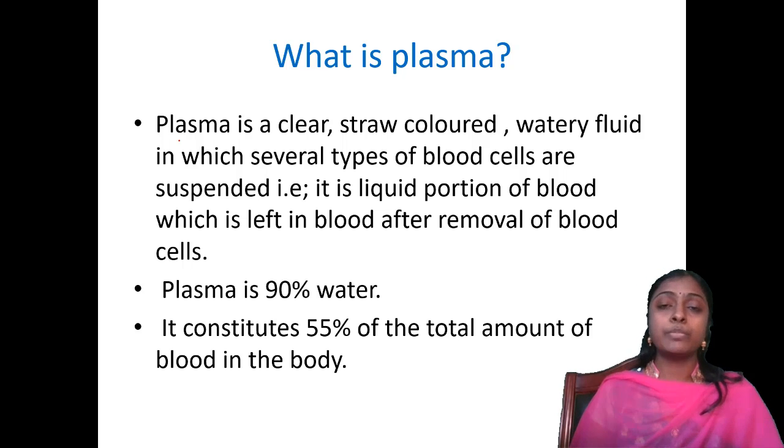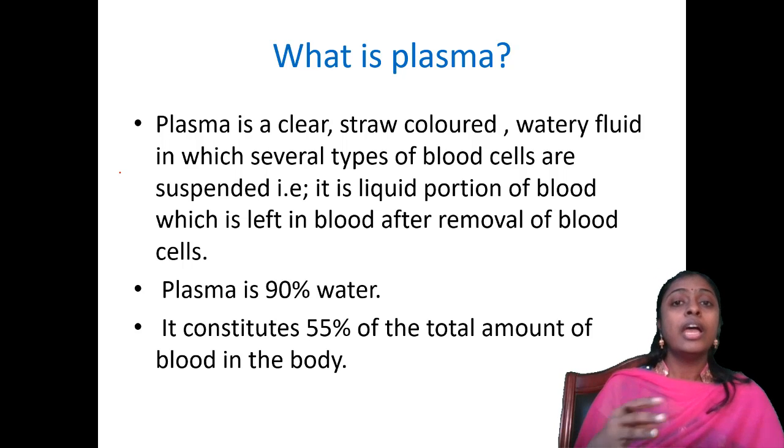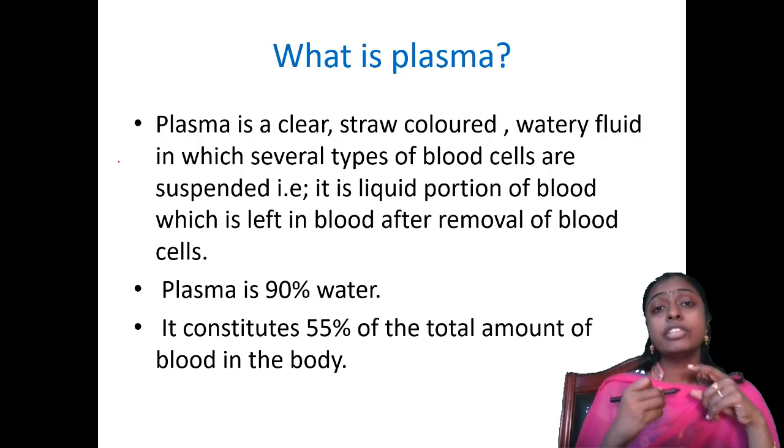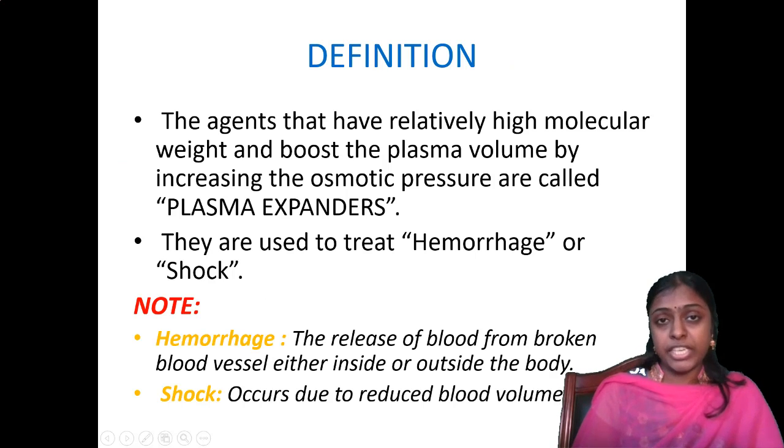The color of the plasma is clear, like a straw color, and it is a watery fluid in which several types of blood cells are suspended. Plasma consists of 90% water, and the total amount of plasma in our body is 55 percent. Let's see the definition of plasma expanders.